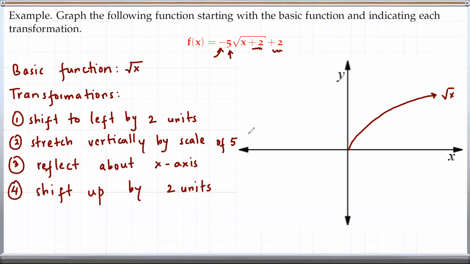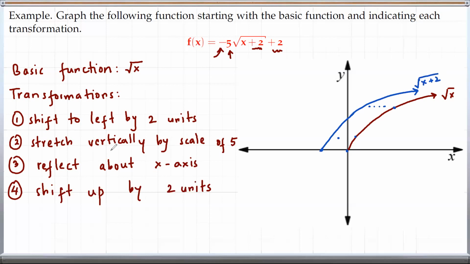Right, so the first step is to shift to the left by 2 units. So this point will go over here, and this point will be shifted left by 2 units. So everything will be shifted. This point will go over here and so on. So the graph should look like this, something like this. So this is the graph of square root of (x plus 2).